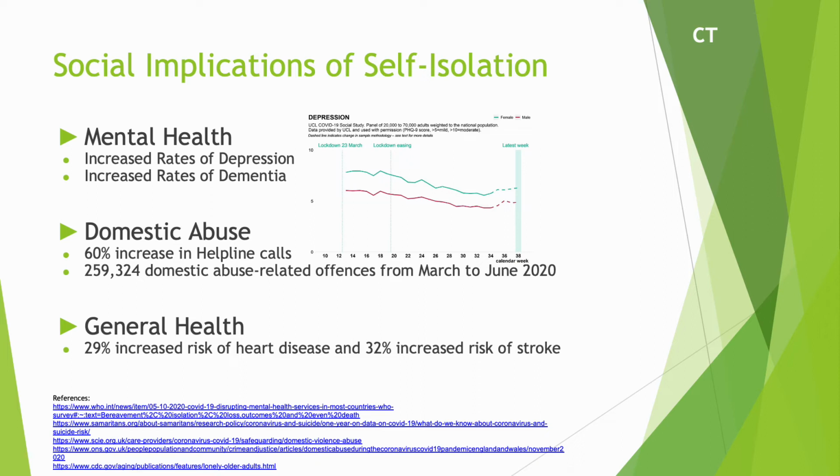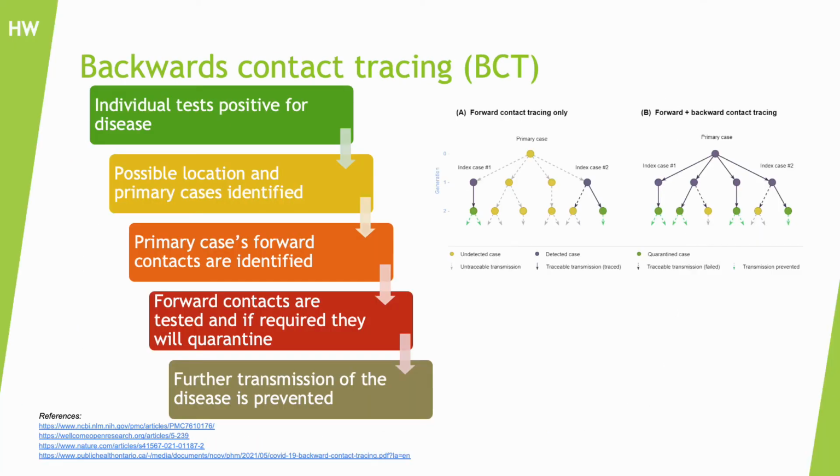of forward contact tracing measures implemented. Scientists saw a 29% increased risk of heart disease and a 32% increased risk of stroke for those patients who were self-isolating or lonely. Backwards contact tracing has been used in multiple countries throughout the COVID-19 pandemic, namely Japan and South Korea, but has not been implemented as widely as forward contact tracing.